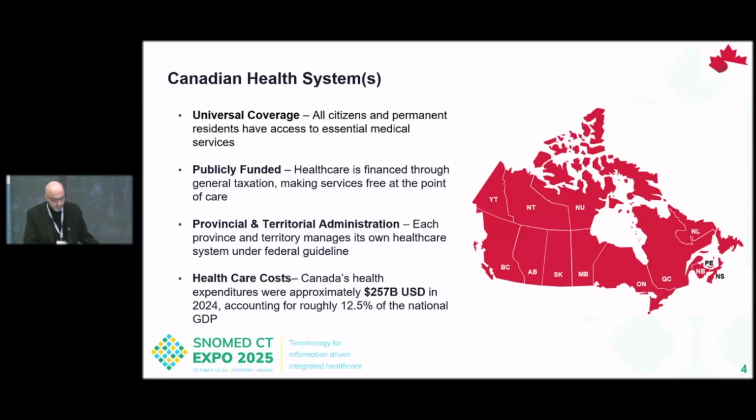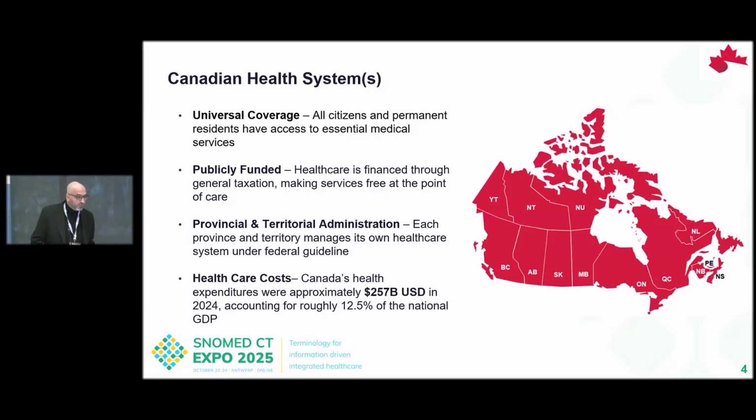All right, so before we start, a quick look at the Canadian health system to level set. The Canadian health system is universal, meaning it provides universal coverage. It's publicly funded, meaning the service is free at the point of care. And each province and territory has its own health system, and they manage that within the Canadian federal guidelines.